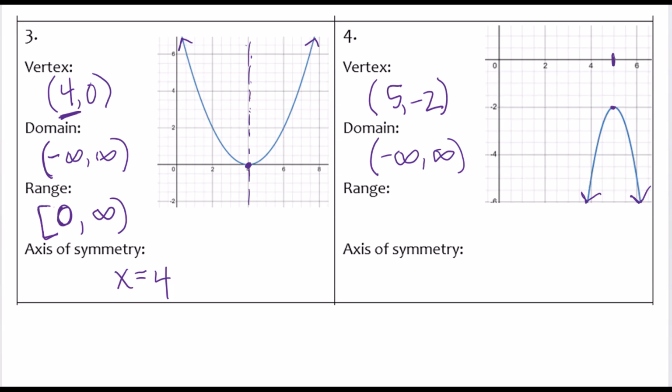Good. Let's go to group 4 over there. ADS group. Can you guys help me with the range? Does it go down forever? Yes. So then we're going to go -infinity. What's the highest y value it touches? -2 with a bracket. Good job. And then the axis of symmetry that makes it symmetric is x equals 5. Good job.